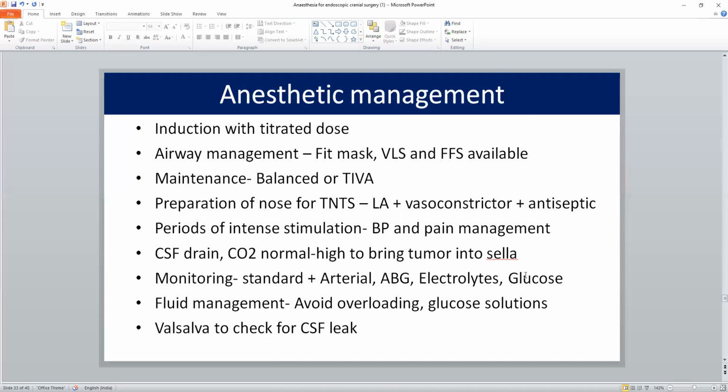Monitoring, standard monitors should suffice. Arterial monitoring is desirable to perform blood gas analysis, frequent electrolytes, and glucose assessment. You should avoid fluid overloading and, if possible, glucose-containing solution, especially in Cushing syndrome and acromegaly, where glucose levels are likely to be high. Lastly, anesthesiologists may be asked to perform Valsalva maneuver to check for any CSF leak.